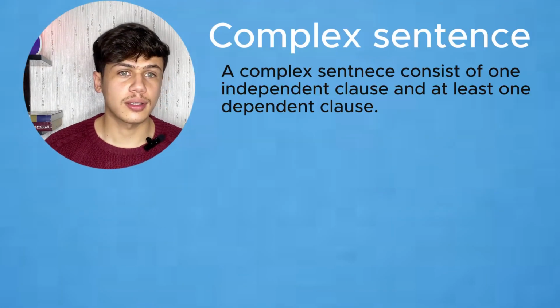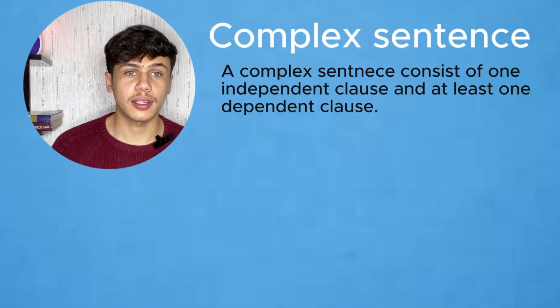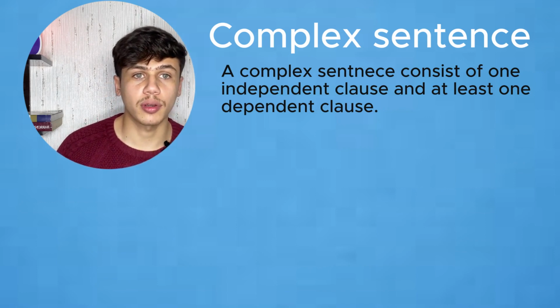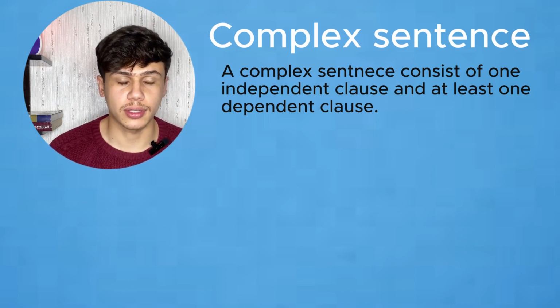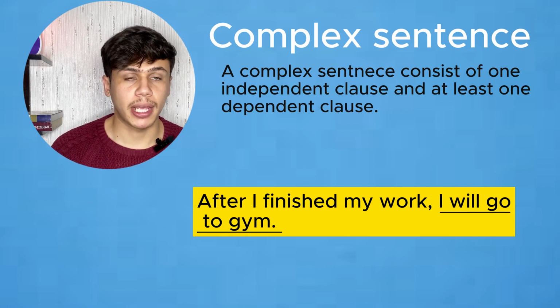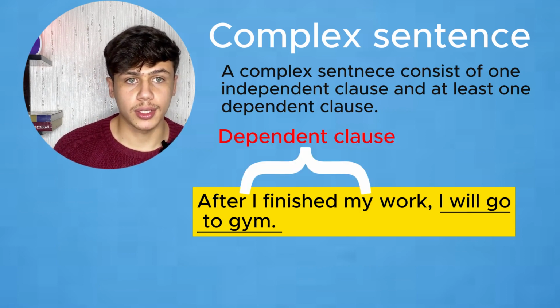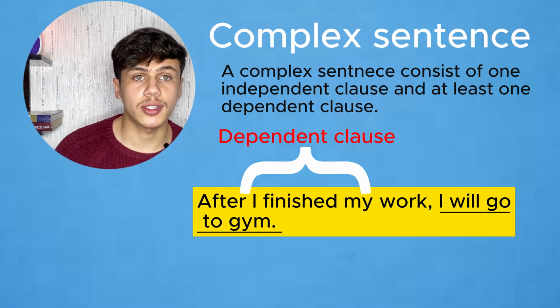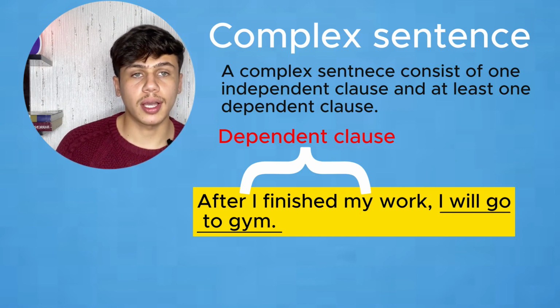A complex sentence consists of 1 independent clause and 1 dependent clause. The condition is to have at least 1 dependent clause to make a complex sentence. Without that, we are not able to make a complex sentence. For example, after I finish my work, I will go to gym. And here, after I finish my work is the dependent clause, which means it cannot stand alone by itself. So it's dependent on the independent clause, and I will go to gym is the independent clause, which conveys a complete thought and idea by itself.